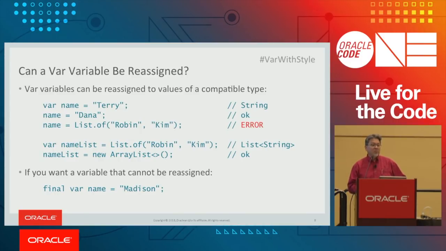And so that's not compatible. You can't assign a list of strings to a string. So that doesn't work. You get a compile time error. So the compiler is checking this for you statically. Again, this is Java's regular old static typing system.